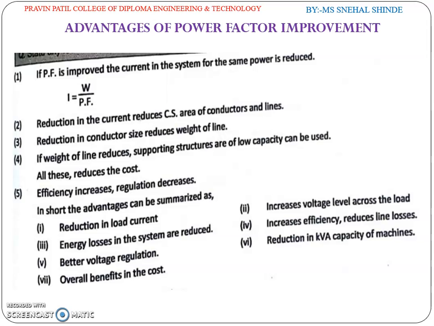Next are the advantages of power factor improvement. If the power factor is improved, the current in the system for the same work is reduced, and current is equal to W divided by power factor. Second is the reduction in the current.